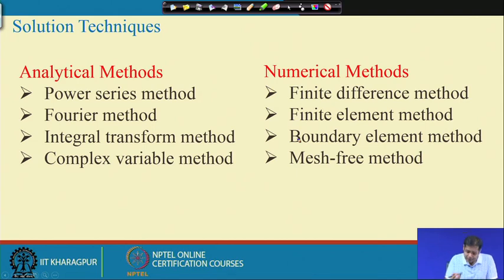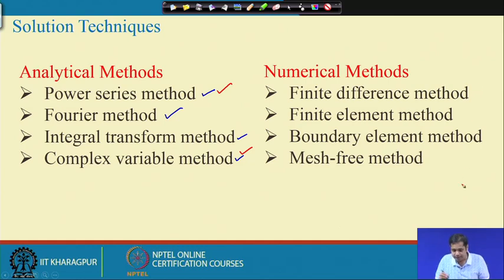Now, some of the analytical methods that can be used are the power series method, Fourier method, integral transform method, and complex variable method. In this course, we will spend the next 3 weeks mostly on the power series method, how it is used to solve these equations in Cartesian coordinates and then the polar coordinate system. And then one more week we will spend on the complex variable method, this one and this one, that will be our emphasis in this course.